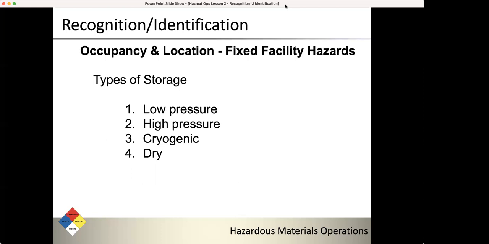As we mentioned last week, hazardous materials, for the majority of their lifespan, they are being stored. These are the basic four types of storage. One is low pressure, so it's either no or very low pressure. It's usually under 100 psi. Up to 100 psi is considered low pressure. High pressure, cryogenic, and dry storage.